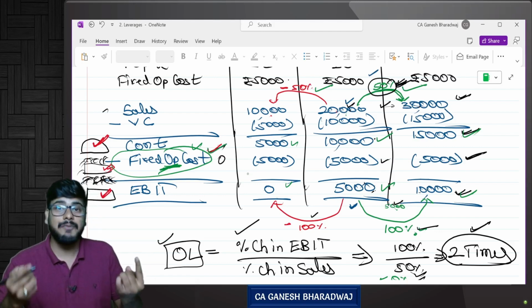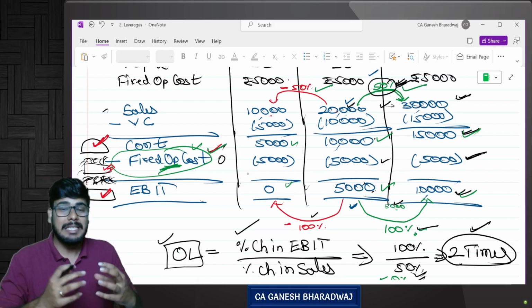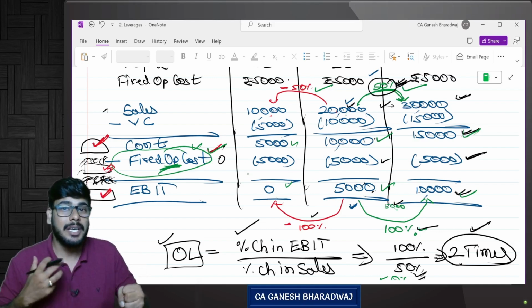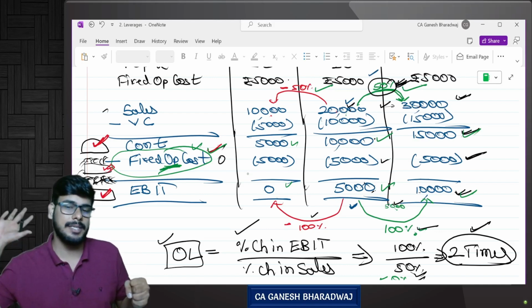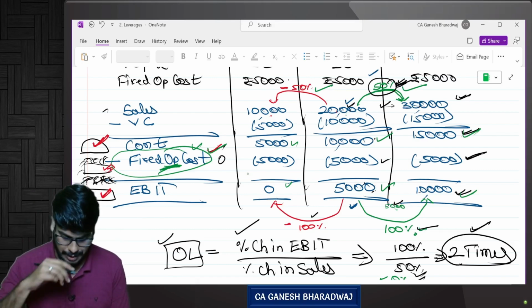So because of this fixed operating cost only, operating leverage is coming, and that is why we are saying that the operating leverage is actually considering what? Business risk. Are you clear with this? Yes. So that is what we've seen here in this first particular data.